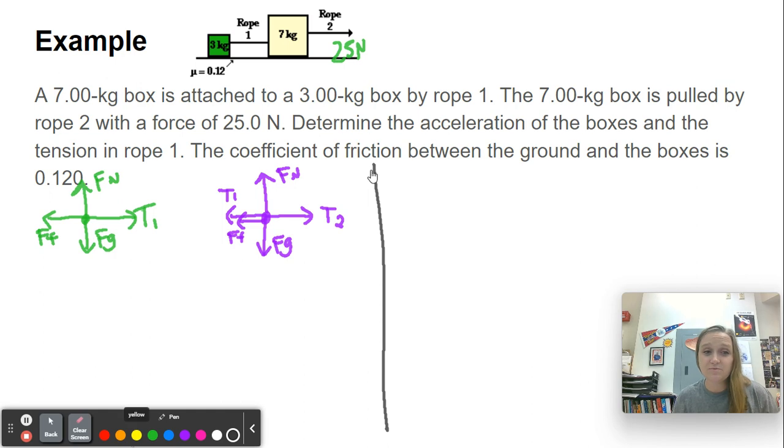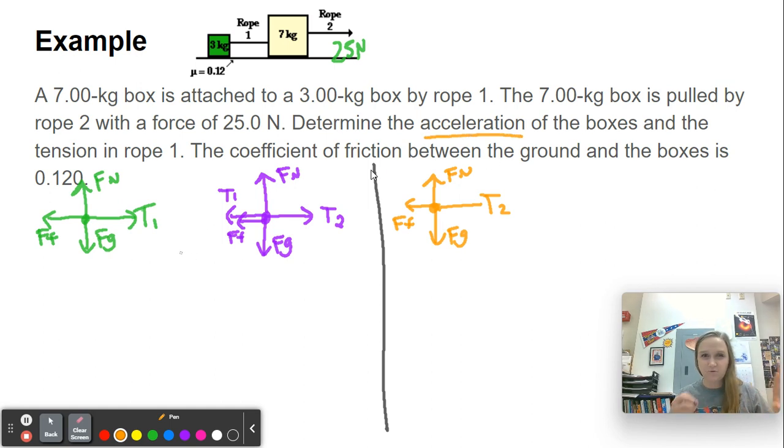I'm also going to use a method 2 approach because it's going to make it a little easier, since I'm going to treat both blocks as one. We've got force normal, force gravity, a tension, this is tension 2, and a friction. I'm going to do this because the question's asking me first to solve for the acceleration of the boxes and then find T1. So I might be able to avoid some messy work if I can just do that.